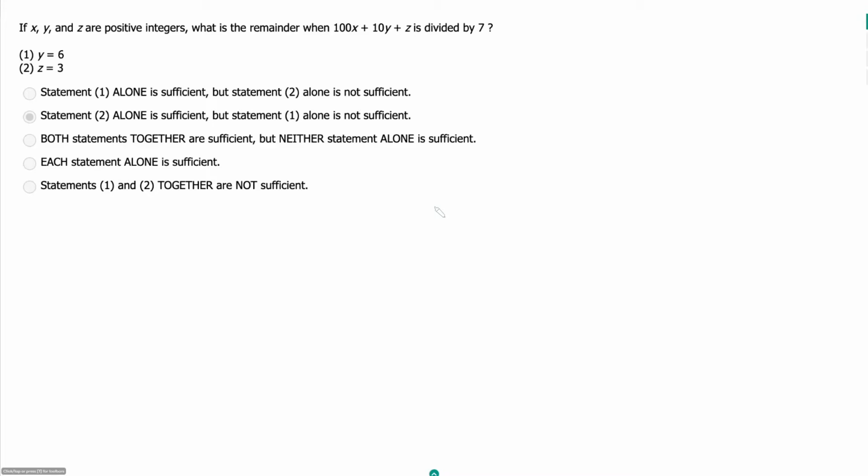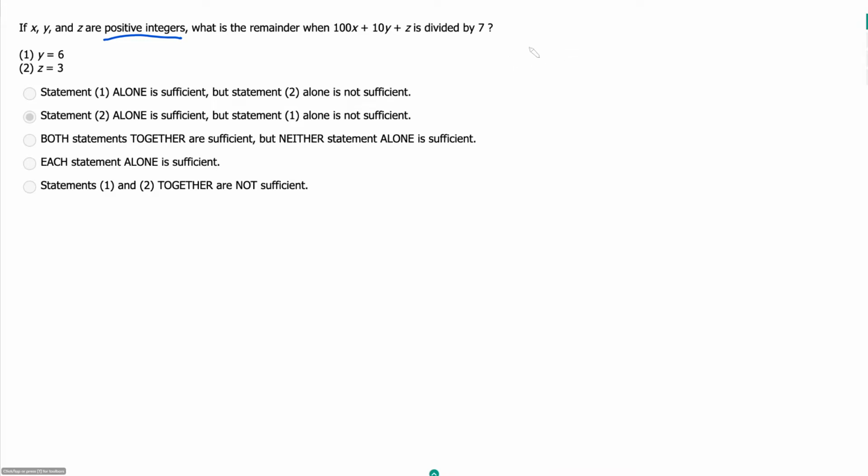If x, y, and z are positive integers, what is the remainder when 100x plus 10y plus z is divided by 7? So not much information in our prompt other than all of our variables are positive integers. One thing to keep in mind, if we are looking for the remainder when something is divided by 7, we only have 7 options, right?